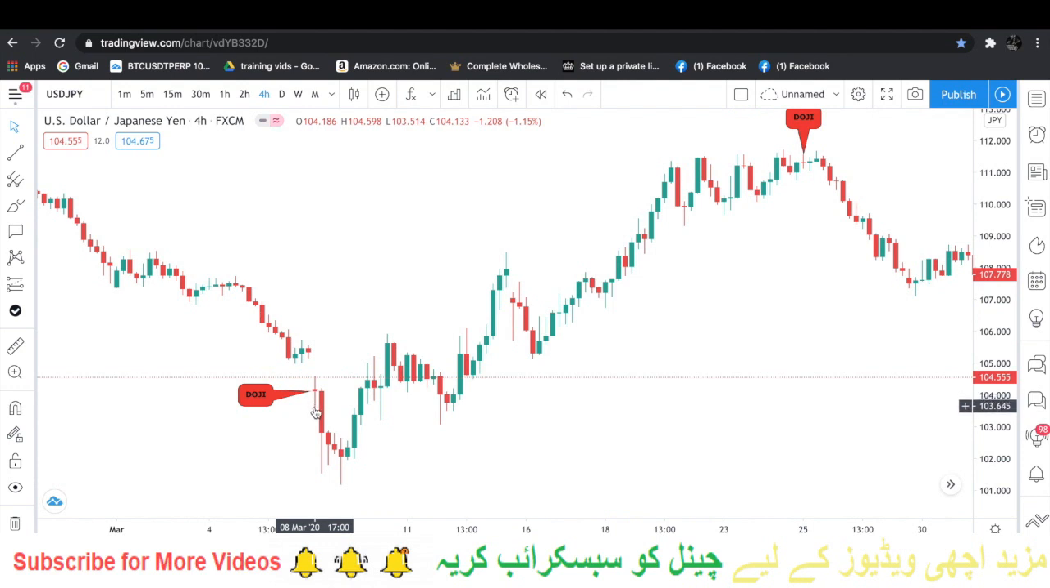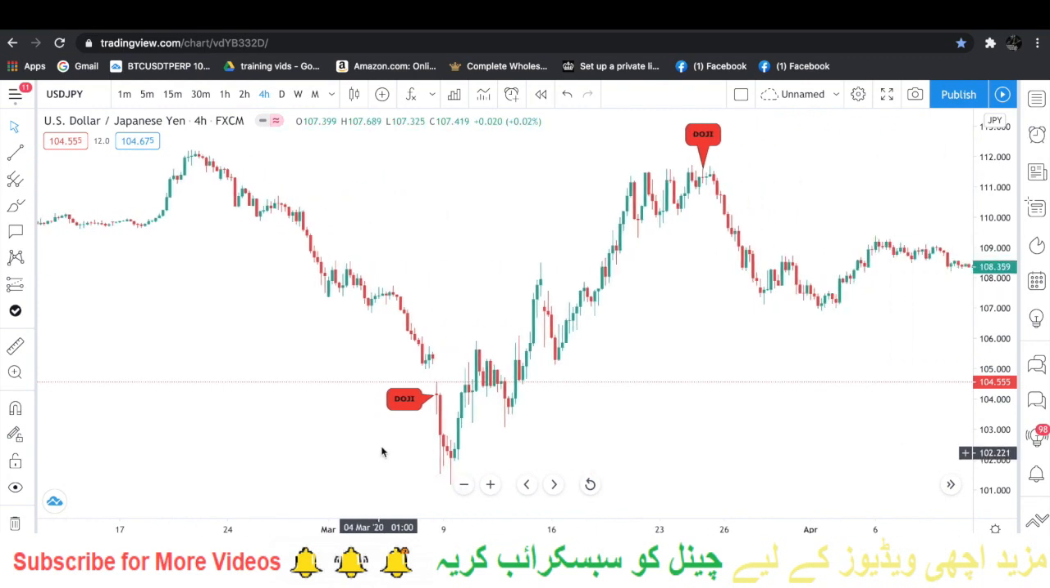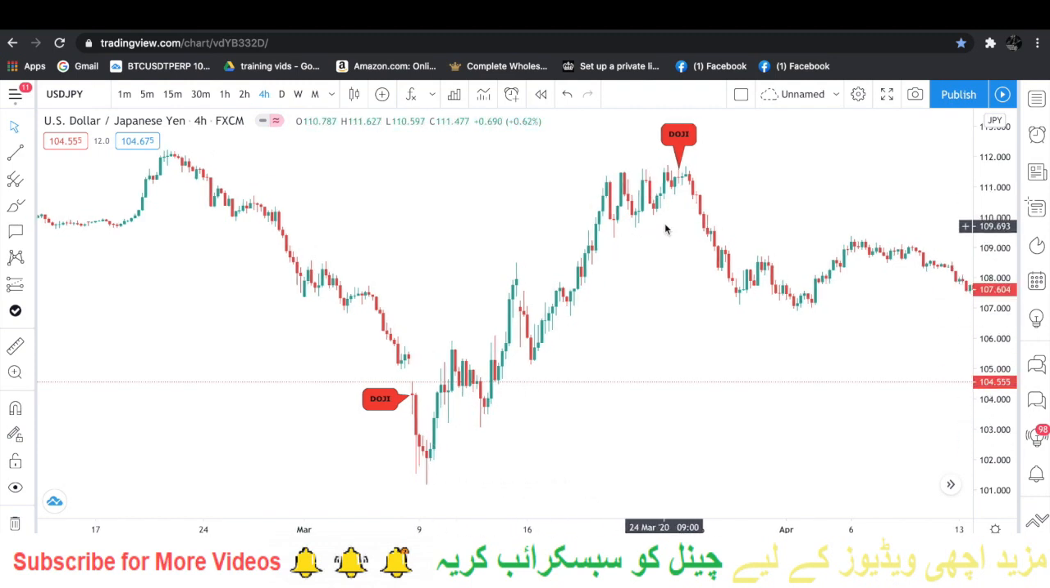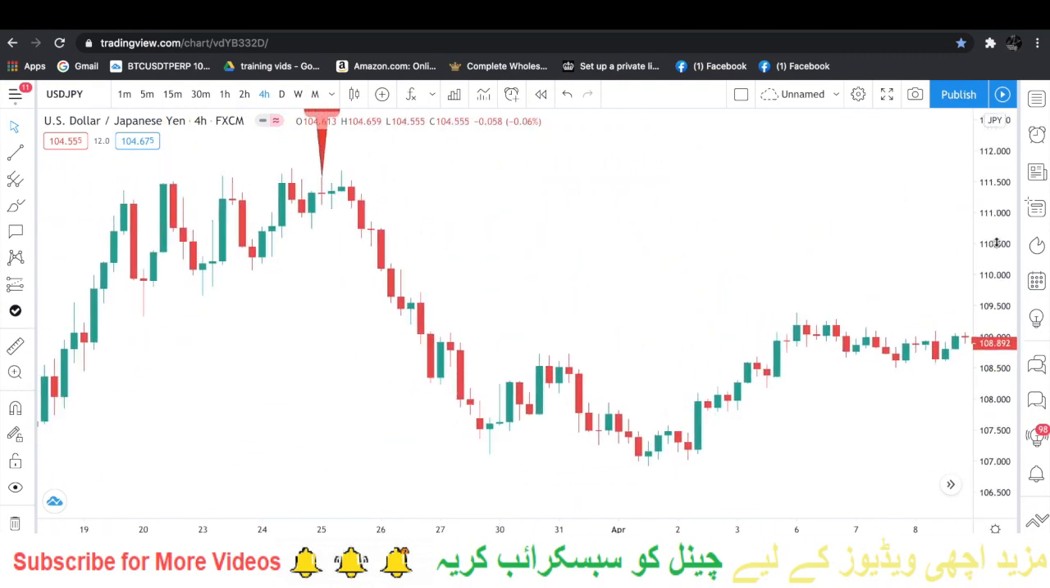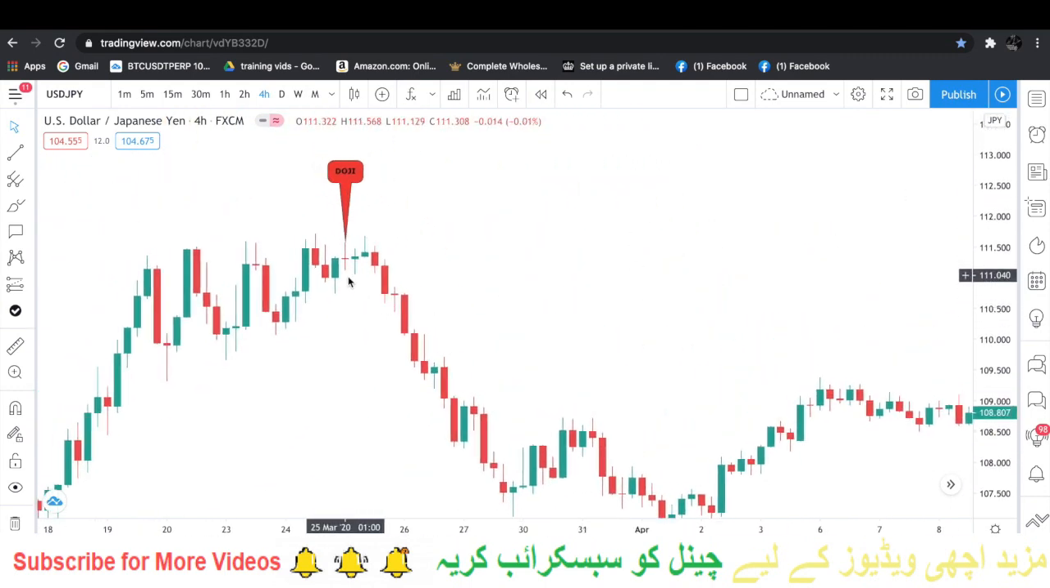A doji candlestick appeared. What does this mean? The buyers and the sellers are both confused. There's a tug of war between them. A doji candlestick appeared in a downtrend, which indicates a chance of a possible trend reversal. And you can see the trend changed afterwards. The price rallied all the way up to here. Now, in the uptrend, we got another doji over here, and another doji over here, and the price dropped.